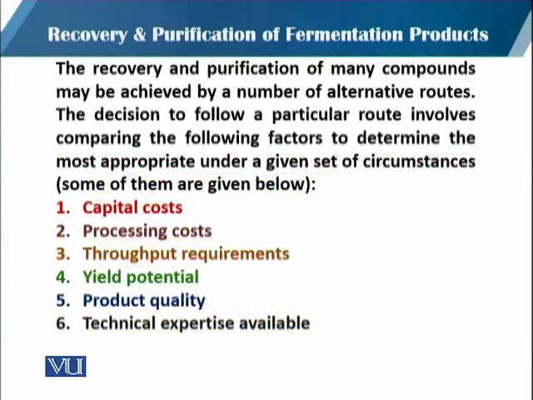The recovery and the purification of many compounds may be achieved by a number of alternative routes. The decision to follow a particular route involves different circumstances. The main factors we have to focus on are capital cost, processing cost, throughput requirement, yield potential, product quality, and technical expertise available. These are the six factors we have to focus on while choosing the recovery and purification route.